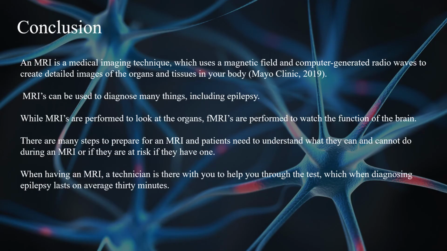In conclusion, an MRI is a medical imaging technique which uses a magnetic field and computer-generated radio waves to create detailed images of the organs and tissues in your body. MRIs can be used to diagnose many things, including epilepsy. While MRIs are performed to look at organs, fMRIs are performed to watch the function of the brain.